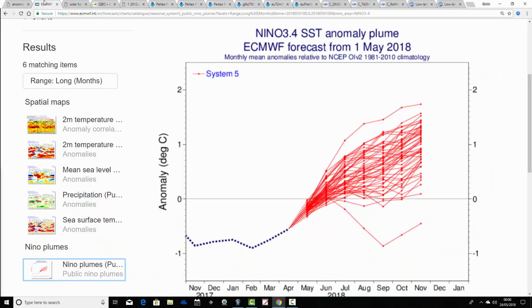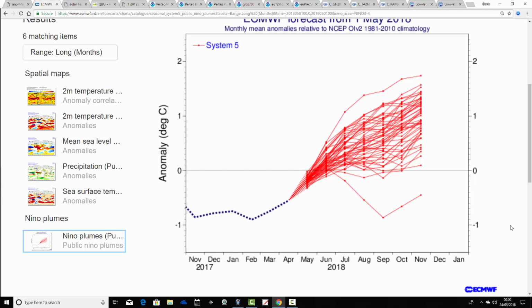The ECMWF model is indicating that we are likely to find ourselves going into a weak to borderline moderate El Nino event by the time we get through to the end of the year. So we've got the dates along the bottom of the chart here, and the temperature anomalies are along the side. So there's the dates, there's the temperature anomalies. So in this area with the ECMWF ensemble plume, that's taking us into weak to borderline moderate El Nino conditions through the summer and into the autumn.